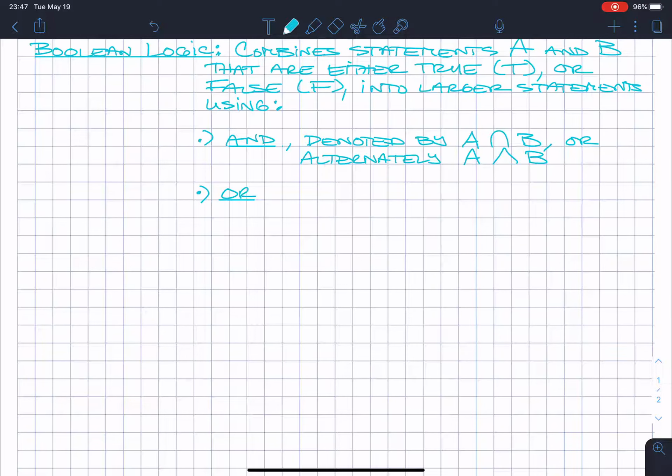The next word, which we're going to use to combine the statements, is or. Technically, it's either or. And this is denoted by A and a normal U, and then B, or alternately, the analogous definition would be A and a V, B.